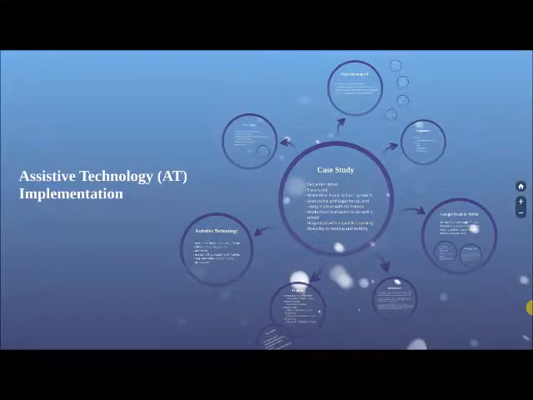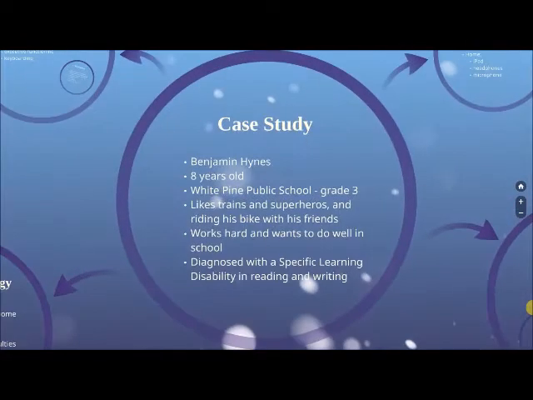Hello, today I'm going to outline how to implement assistive technology based on a student's learning profile. First, let's meet Ben. Benjamin Hines is an 8-year-old boy who attends White Pine Public School. Ben likes trains, superheroes, and loves riding his bike with his friends. Ben has also been diagnosed with a specific learning disability in reading and writing.